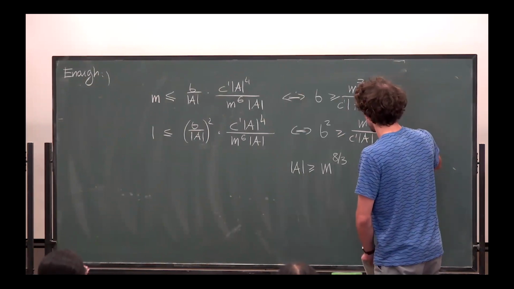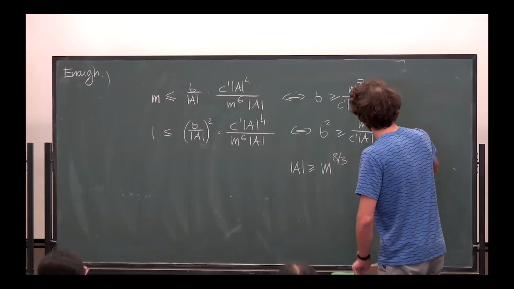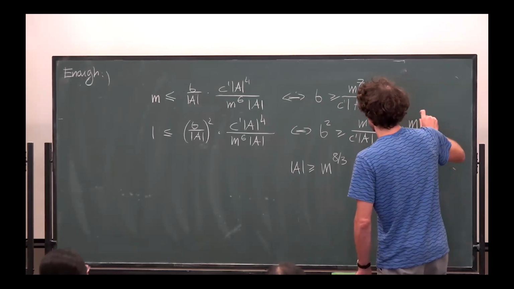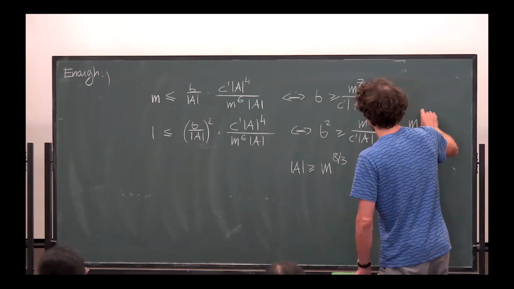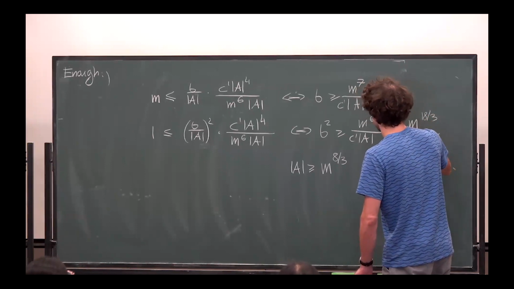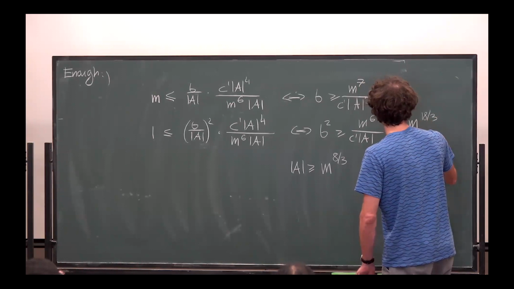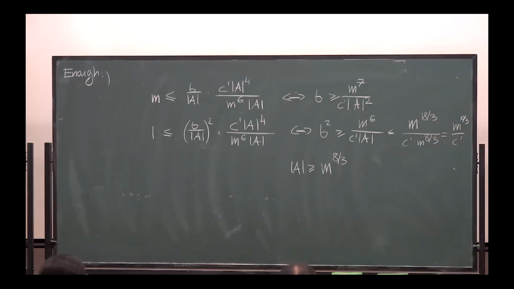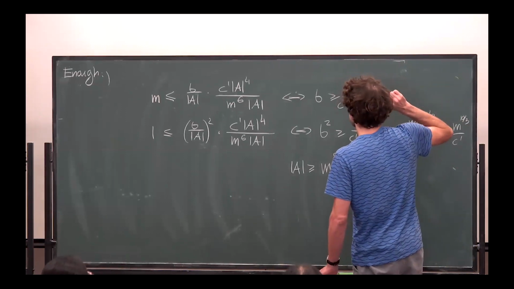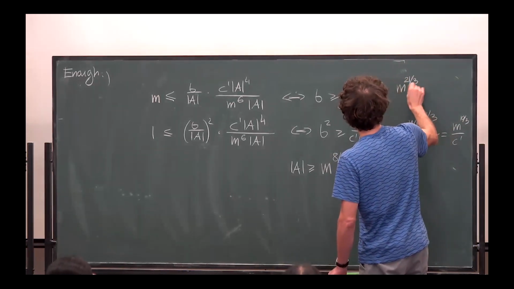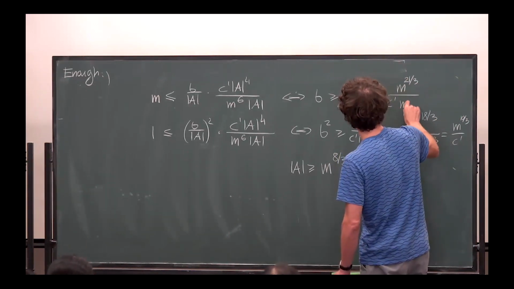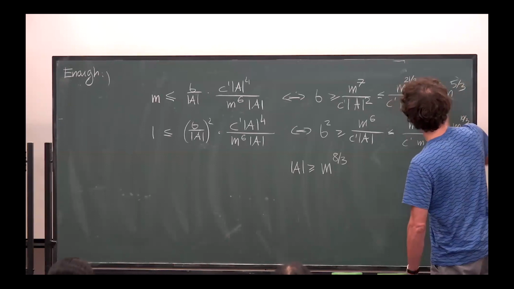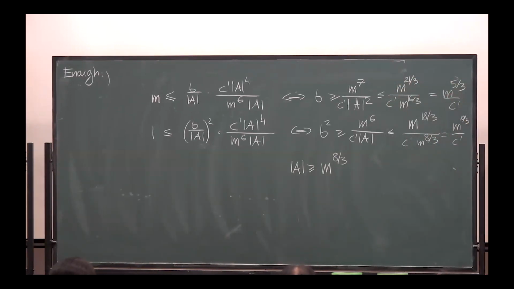So we know that this is no more than m to the 18 over 3 divided by c prime times m to the 8 over 3, which is m to the 10 over 3 divided by c prime. And we know that this is m to the 21 over 3 divided by c prime times m to the 16 over 3, which, miraculously, is m to the 5 over 3 divided by a constant.